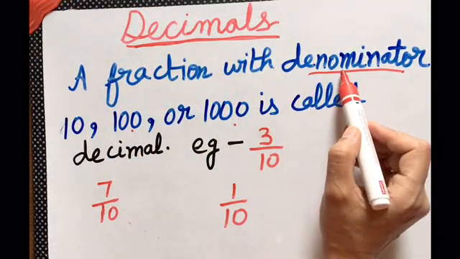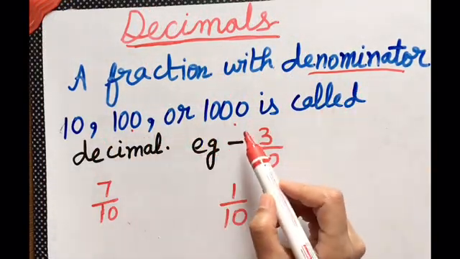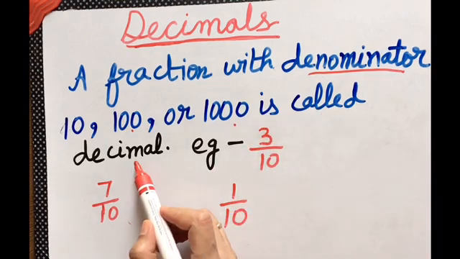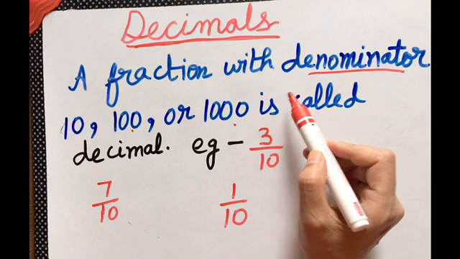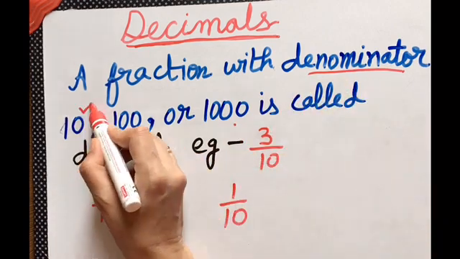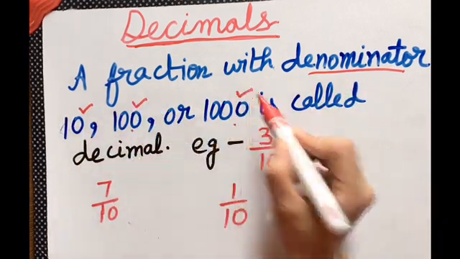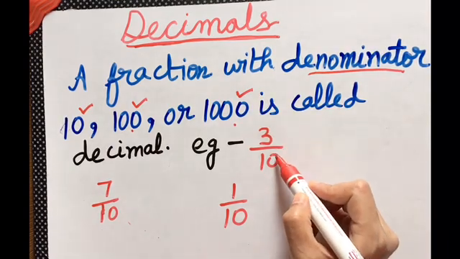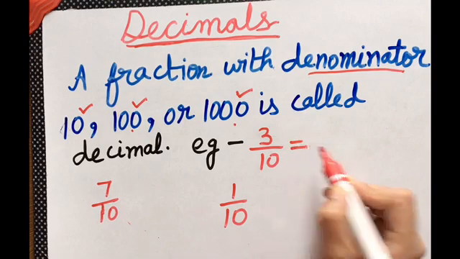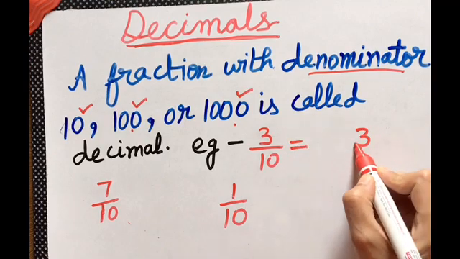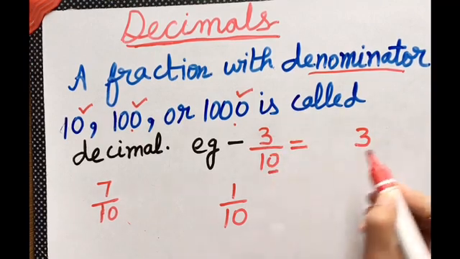So what is a decimal? A fraction with denominator 10, 100 or 1000 is called a decimal. Fine. So decimal numbers are those whose denominator is 10, 100 and 1000. For example, 3 upon 10, 7 upon 10. So if I talk about this 3 upon 10, how can I write it?